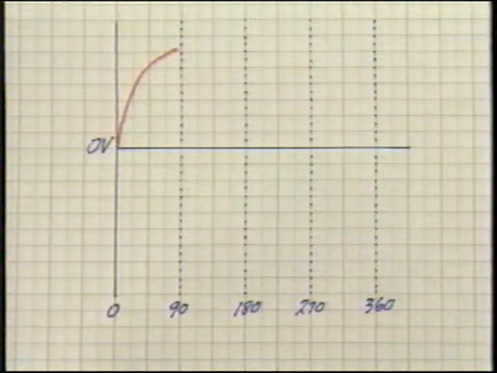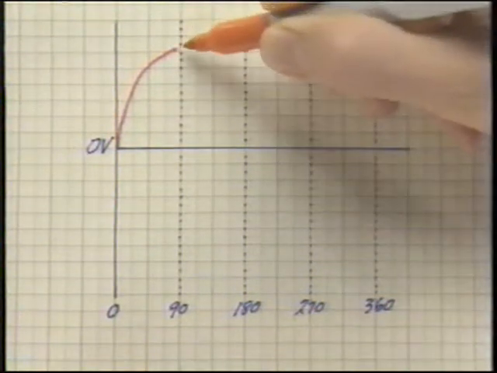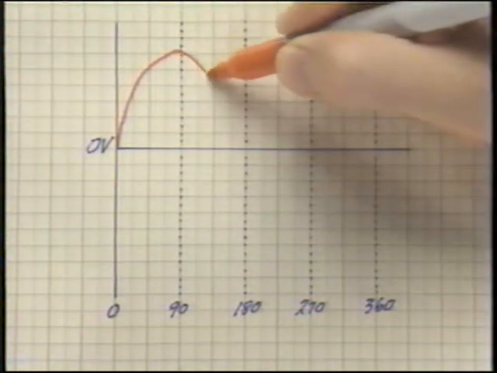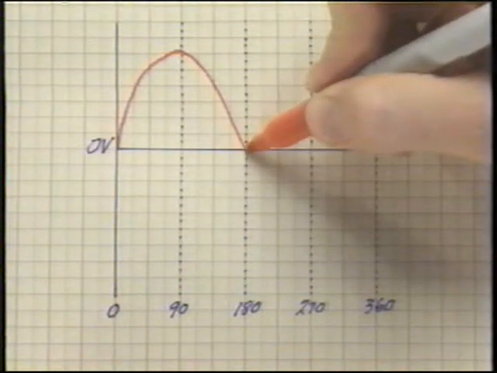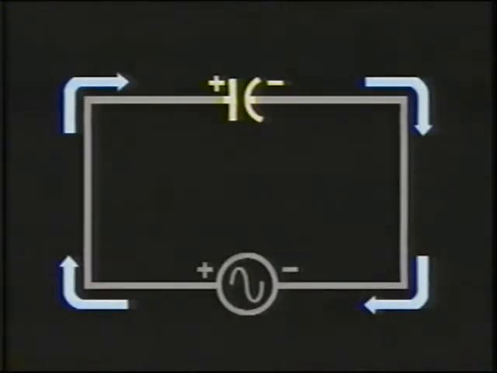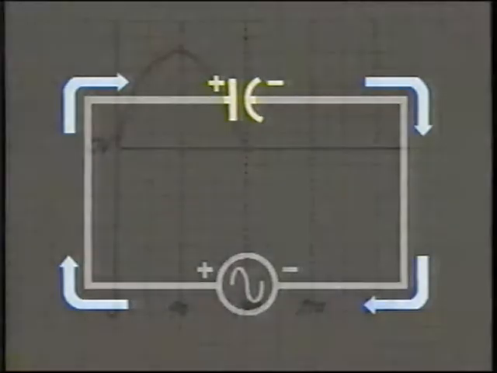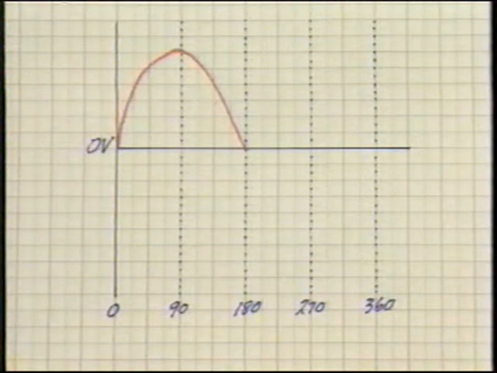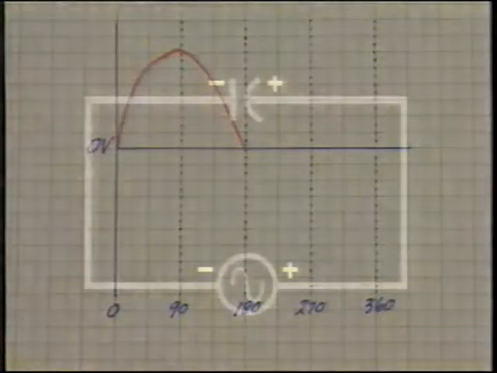At this point, entering the second quarter cycle between 90 and 180 degrees, the magnitude of the AC source begins to drop off. Since the capacitor and source are in parallel, the voltage across both must be the same. This means that the capacitor must discharge to reduce its voltage during the second quarter cycle. At 180 degrees, the voltage will be 0 and the capacitor will have fully discharged. At this instant, the polarity of the AC source reverses.